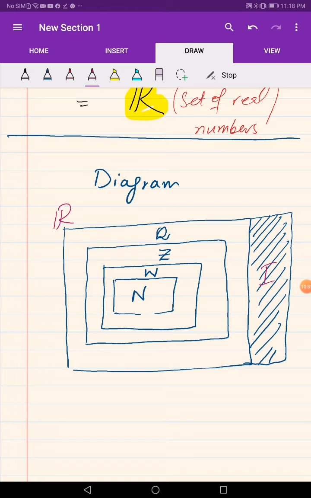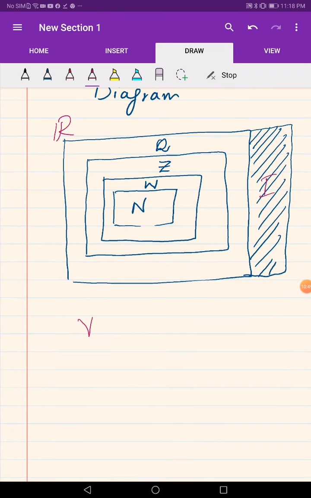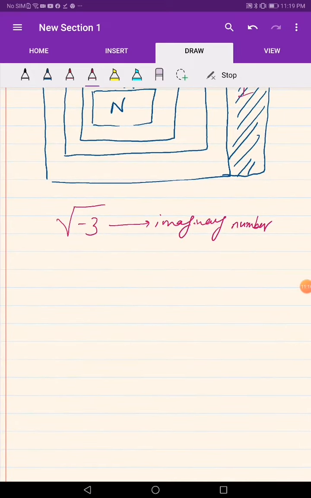So if someone says 1 is a natural number, 1 is a whole number, 1 is an integer, 1 is a rational, 1 is a real number. Square root of 3 is an irrational number, but it is also a real number. But this type of number, square root of -3, is not a rational number, not an irrational number, and not a real number. Actually, this is an imaginary number, and this discussion is a little bigger. I'm not going to go into this imaginary number discussion, right guys? So alhamdulillah, we discussed the real number system.